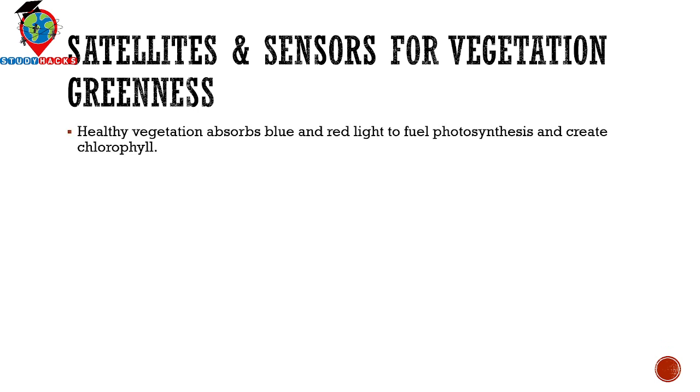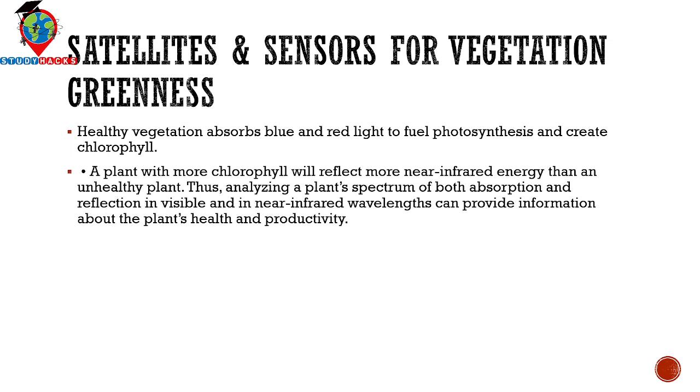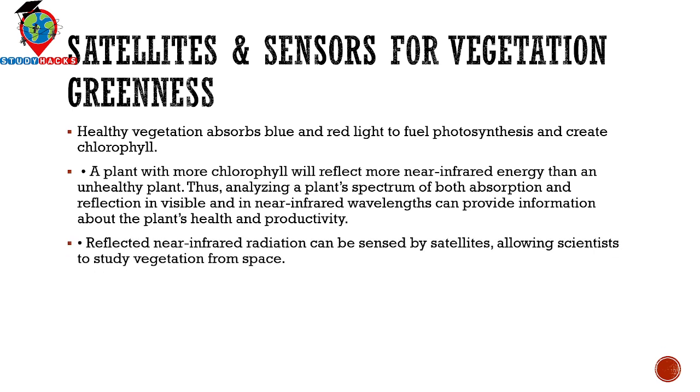Healthy vegetation absorbs the blue and red light to fuel photosynthesis and also creates chlorophyll. A plant with more chlorophyll will reflect more near infrared energy than an unhealthy plant. Thus, analyzing a plant's spectrum of both absorption and reflection in visible and near infrared wavelengths can provide information about the plant's health and productivity. Reflected near infrared radiation can be sensed by satellite, allowing scientists to study vegetation from space.